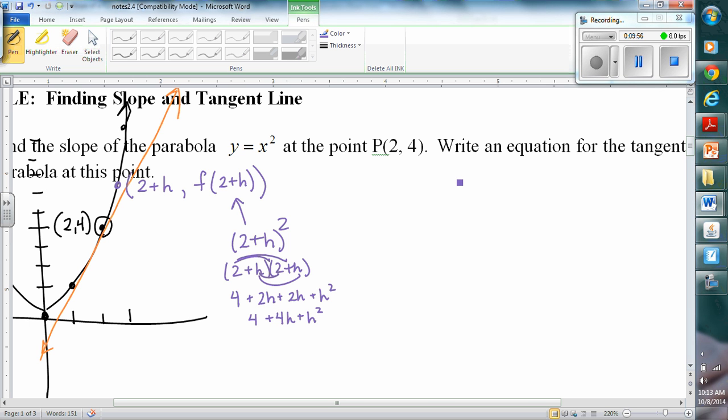So what I'm going to do is say my y value, which I'll start off just saying f of 2 plus h, minus my first y value, which is, I'll just say 4. And then we'll do the same with our bottom. We'll do 2 plus h minus 2. All that is slope, right?